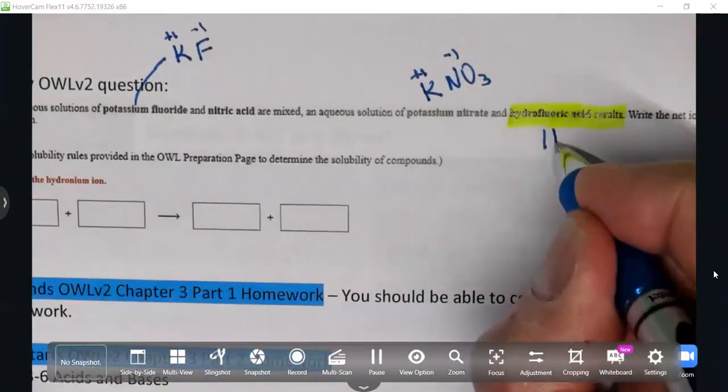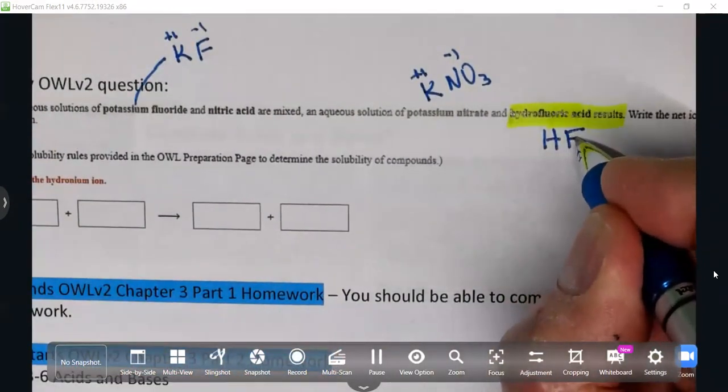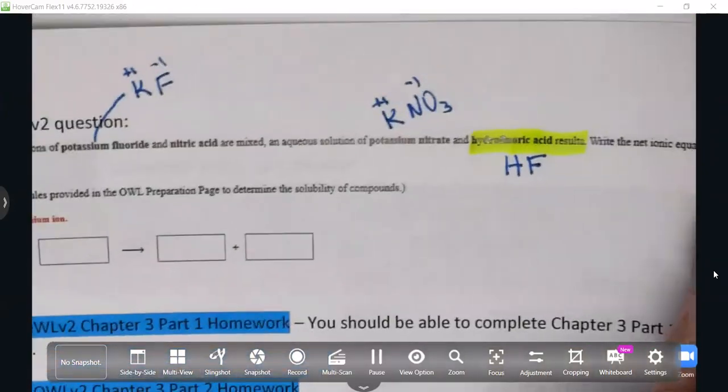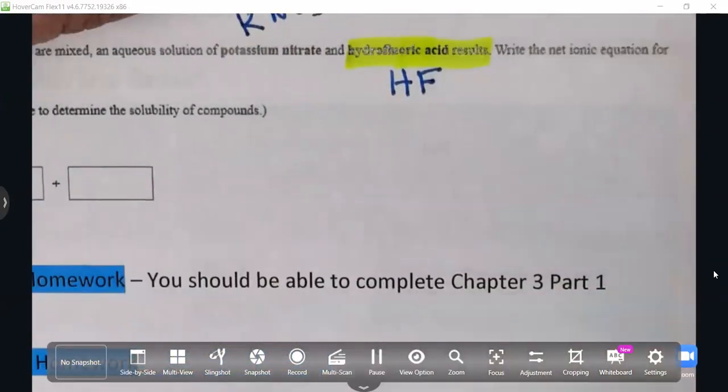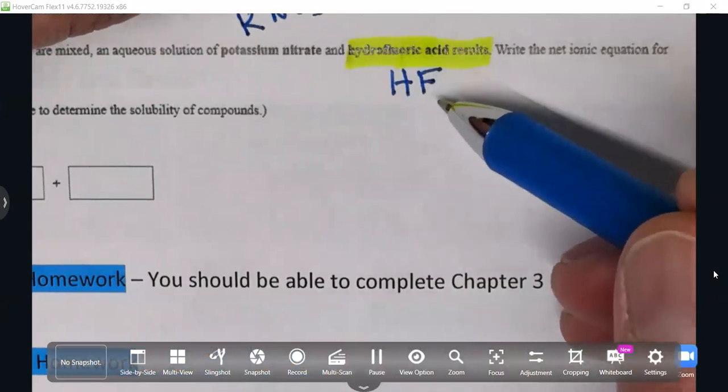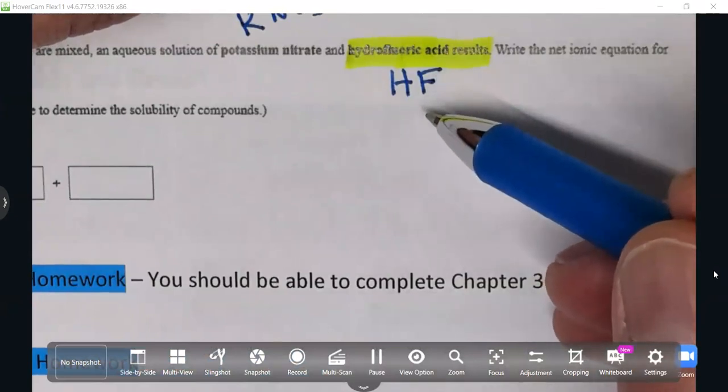Now, this is HF, hydrofluoric acid results. You have to ask yourself immediately, is this a strong or weak acid?